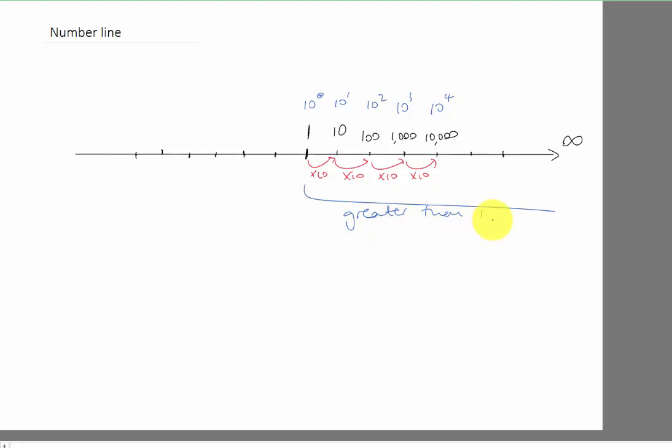Then how about if we go the other way? So what number do we multiply by 10 to get to 1? That number would be 0.1, or 10 to the power minus 1. So we're subtracting one number from the exponent as we go to the left here, and so on.